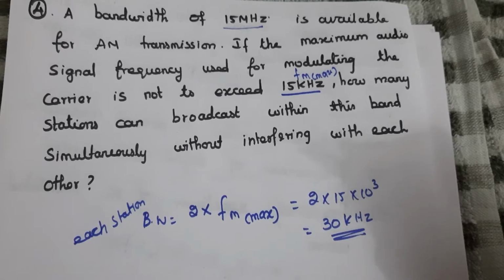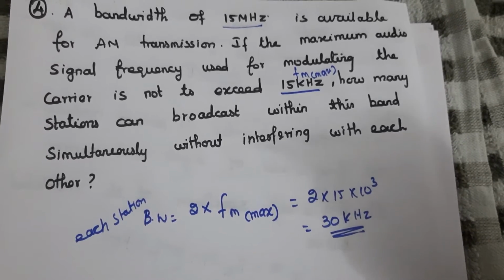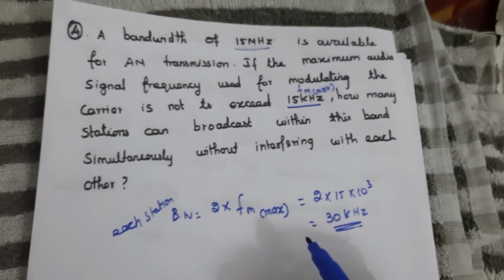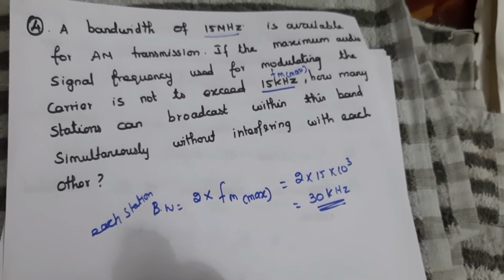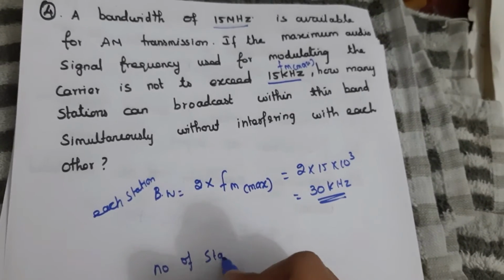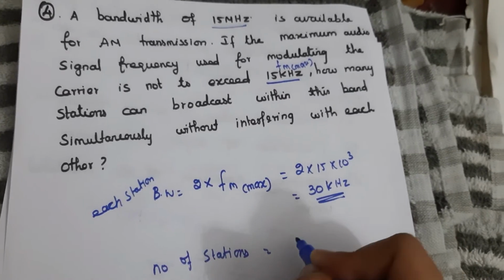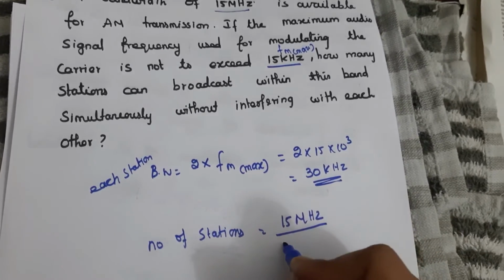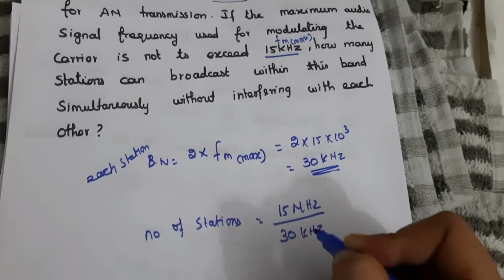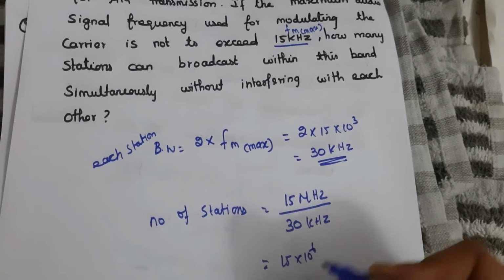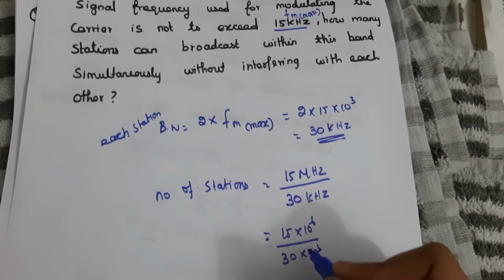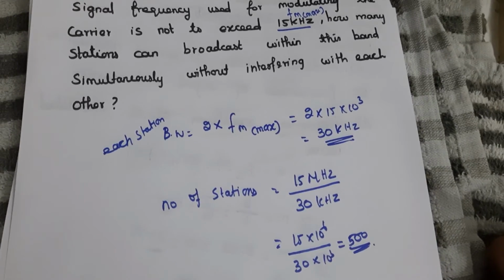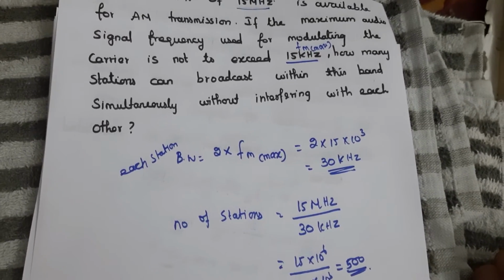Now we are going to calculate how many stations we can broadcast within this 15 megahertz bandwidth. So we have to find the number of stations. That is given as 15 megahertz, and each station takes 30 kilohertz. So that is 15 into 10 to the power 6 divided by 30 into 10 to the power 3. Solving this, we will get 500. So a maximum of 500 stations we can include within this 15 megahertz range.